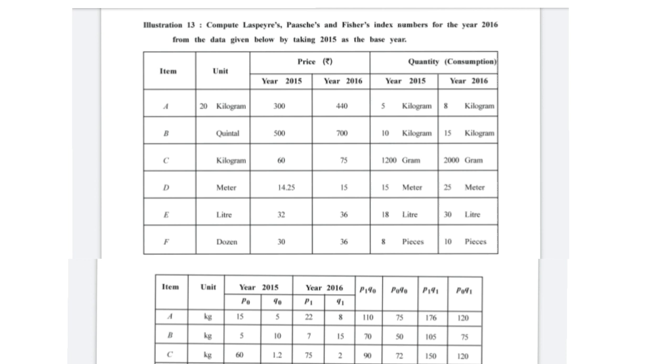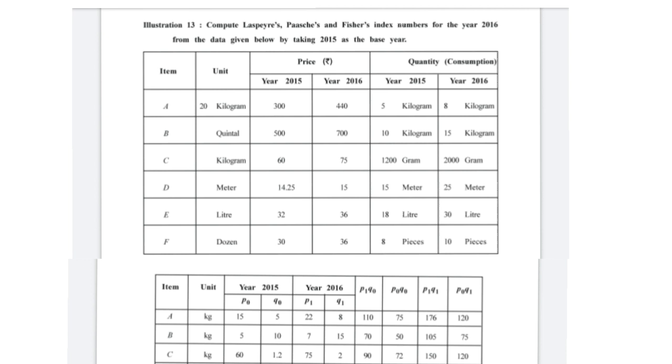So the 20 kg price in the year 2015 was 300. So 300 upon 20, you can see, is 15. 440 upon 20 is 22. Keep the quantity same. In the second item, quintal is given, and the quantity is given in kilograms. So 1 quintal equals 100 kilograms. 1 quintal equals 100 kilograms means I can say the 100 kilogram price is given.